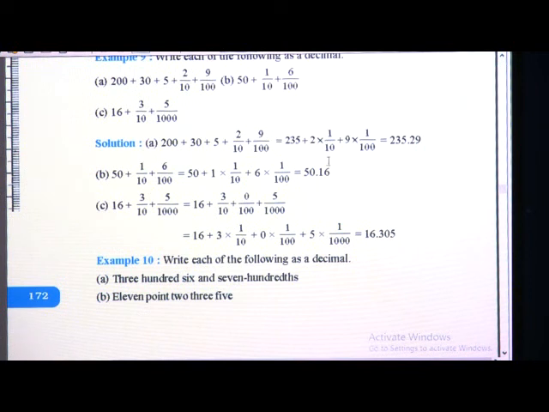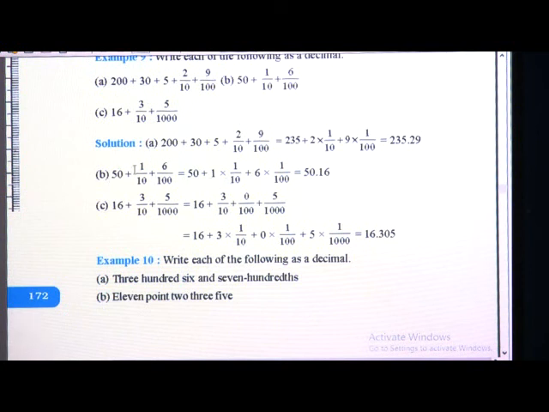Plus 2 by 10. We have just converted it into 2 into 1 upon 10 plus 9 into 1 upon 100. So, that is nothing but 0.2 plus 0.09, and when we add 235 plus 0.2 plus 0.09, we get 235.29. Next example, 50 plus 1 by 10 plus 6 by 100.